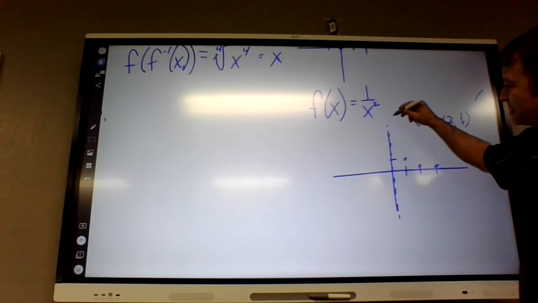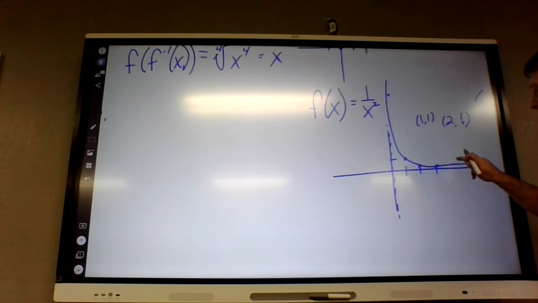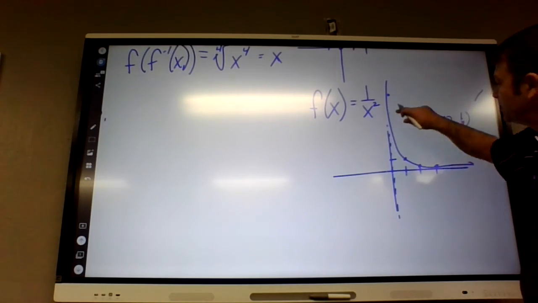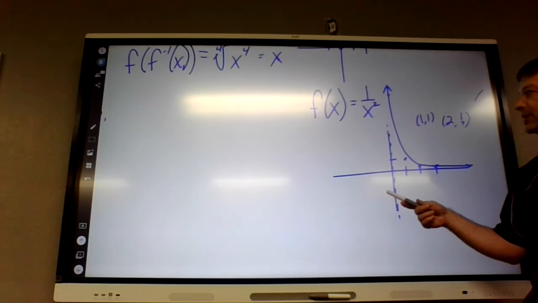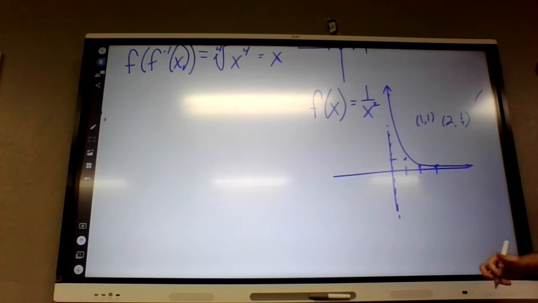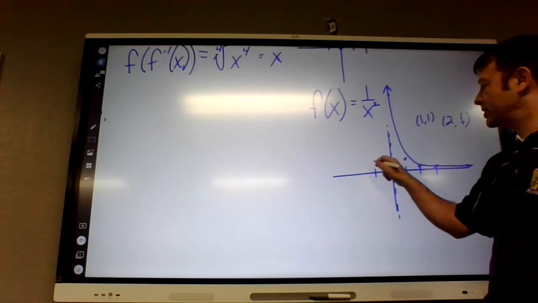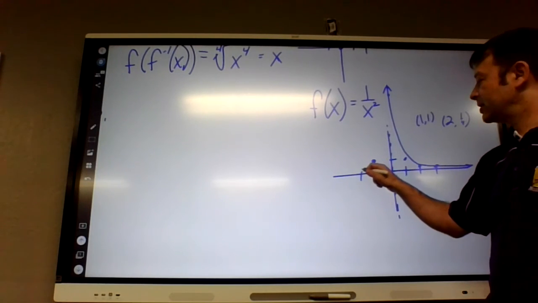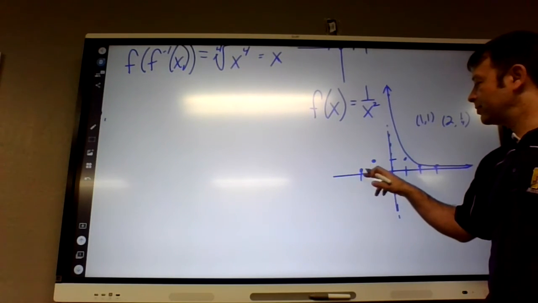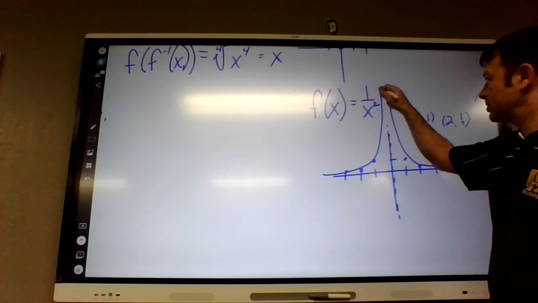So if I plugged in something over here, I'd get something up here. So it's really hard to hit those. You guys get the idea. Okay, what's happening on the negative side? What if I plug in -1? It's +1. 1 over 1 is 1. I get -1, 1. What happens if I plug in -2? I get 1/4, or -3, I get 1/9. So it's a mirror image over here.